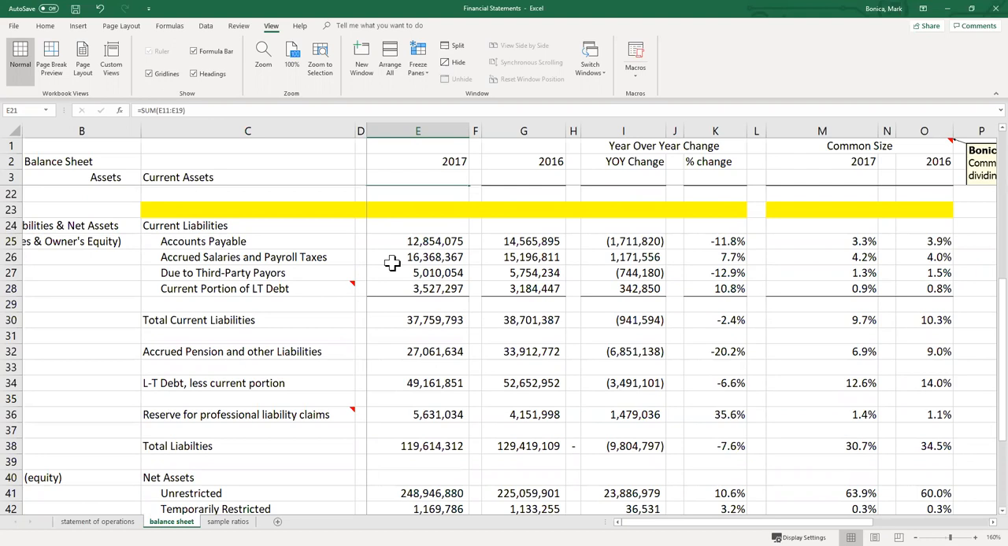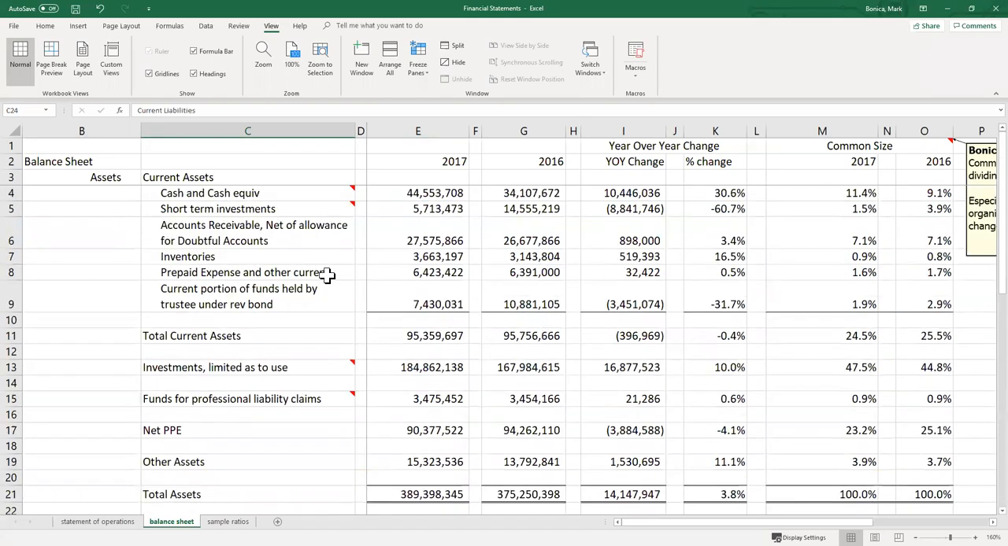So this is where we get into the example of the mortgage versus the equity, right? The first section of the liabilities and net assets section of the balance sheet is the liability section. Note that below this yellow line, we're now in the liabilities and net assets section, and the first section of the liability section is current liabilities, just like we had up here.